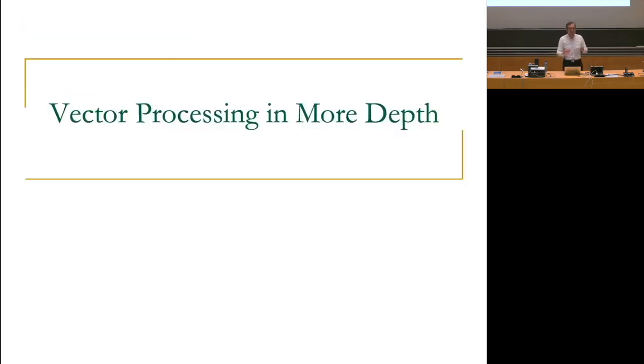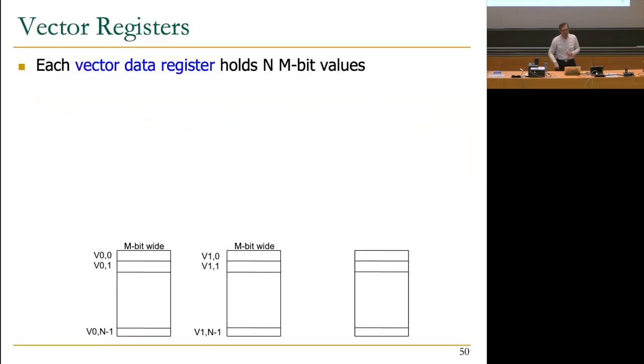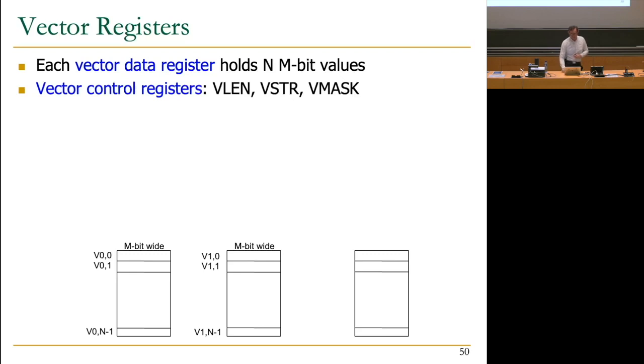Okay, so let's go into vector processing in more depth, unless there are questions. We're going to talk about vector data registers a little bit more. We have essentially each vector data register holding n m-bit values. And you can see that you have vector register 0, vector register 1. You can have a vector register set, essentially a vector register file, as we have seen. And then we have vector control registers, vector length, vector stride. We already talked about this.